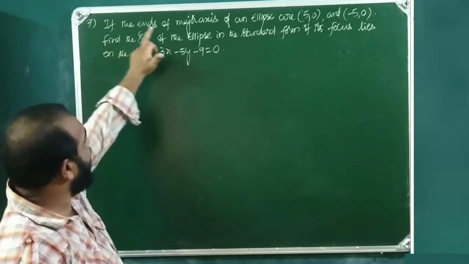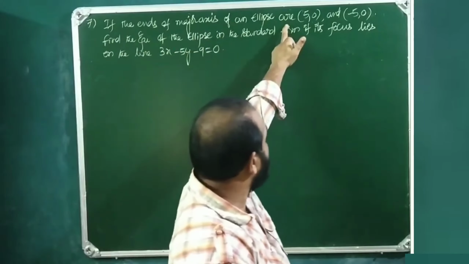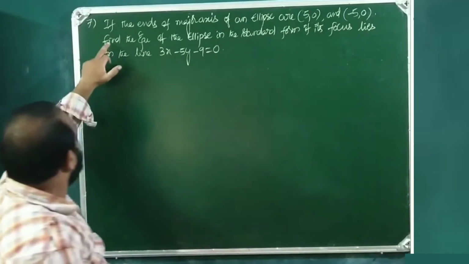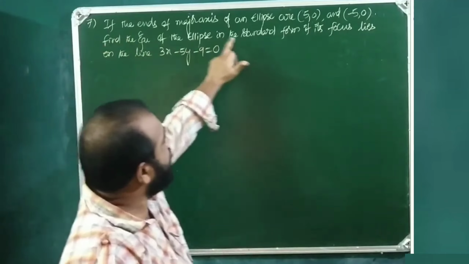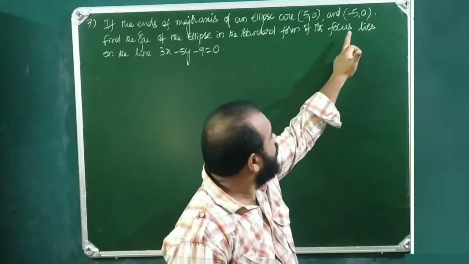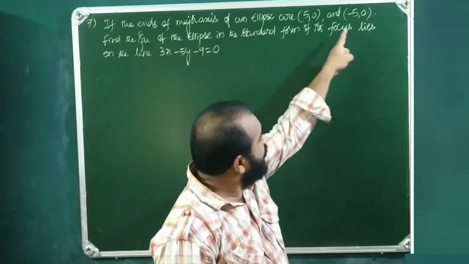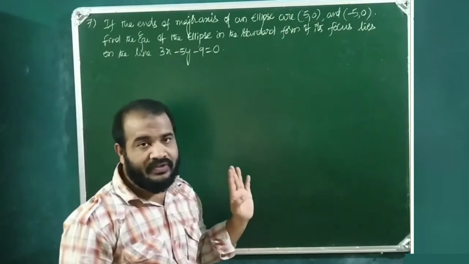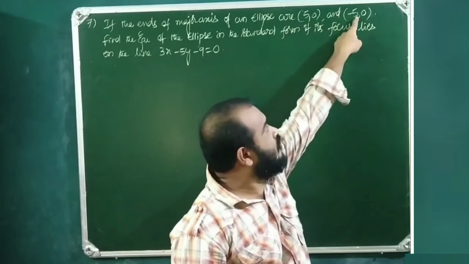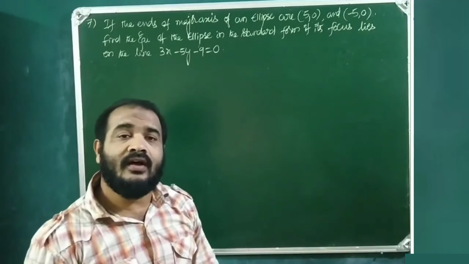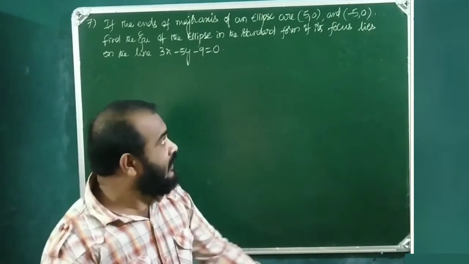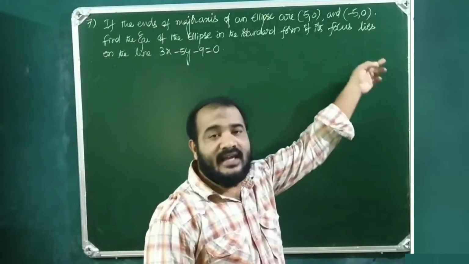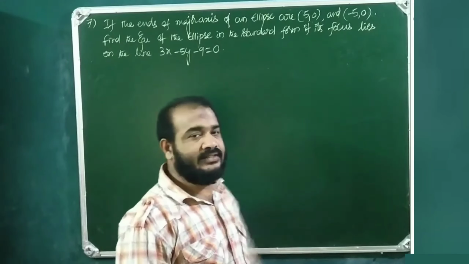Seventh question: if the ends of the major axis of an ellipse are (5, 0) and (-5, 0), find the equation of the ellipse in standard form if its focus lies on the line 3x minus 5y minus 9 equals 0. See, (5, 0) and (-5, 0) are points lying on the x-axis. That means the major axis is along the x-axis. That means a is greater than b, the first case.